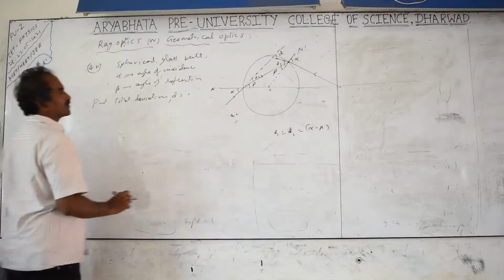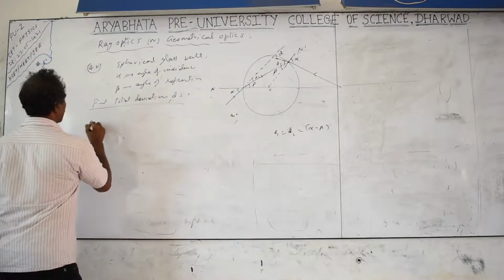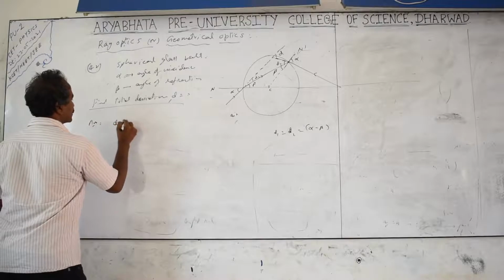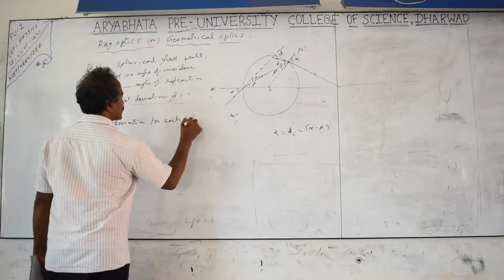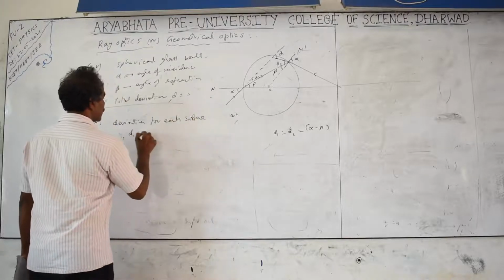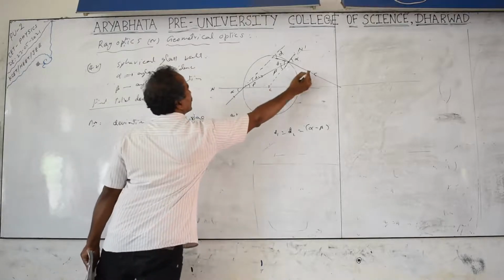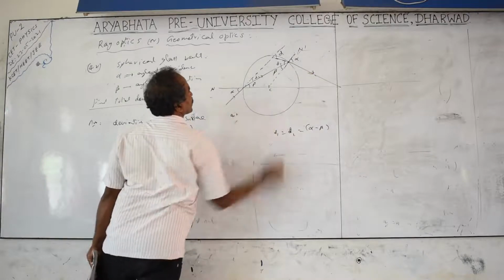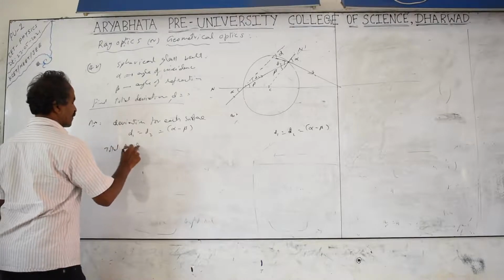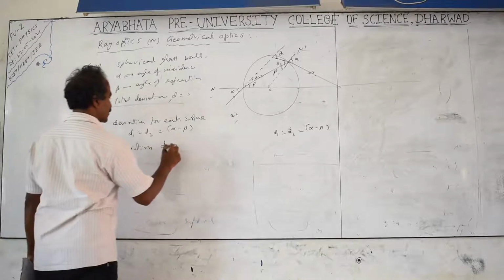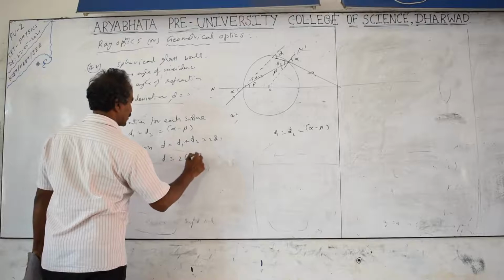Total deviation: the deviation for each surface is d1 equal to alpha minus beta. Symmetrically we are taking, so whatever comes here, the same thing we are taking here, coming and going. Total deviation d equals d1 plus d2, which is 2 d1. D equals 2 times alpha minus beta is the answer.